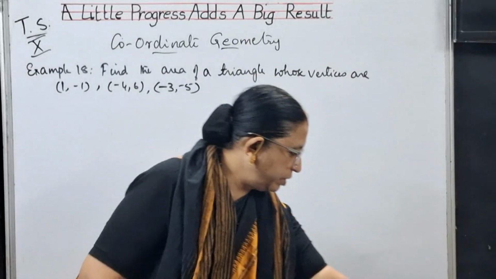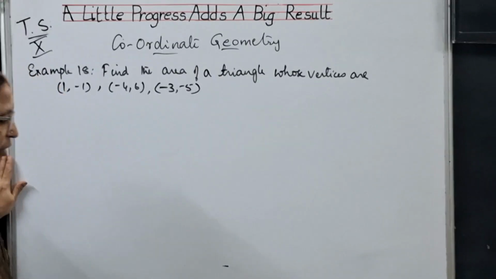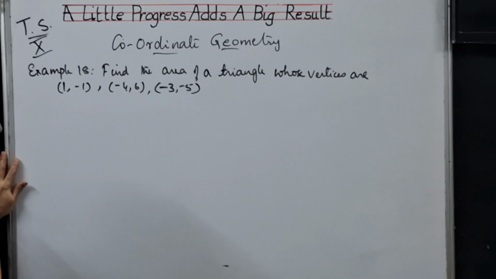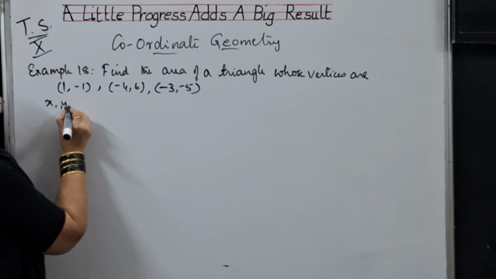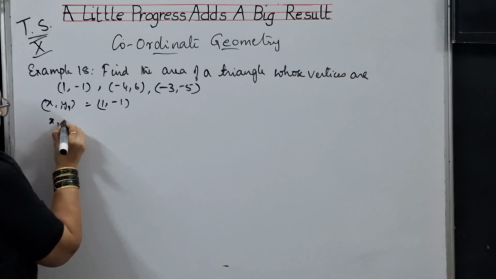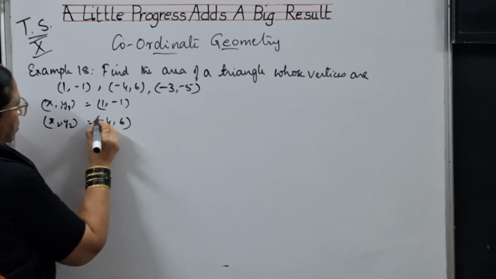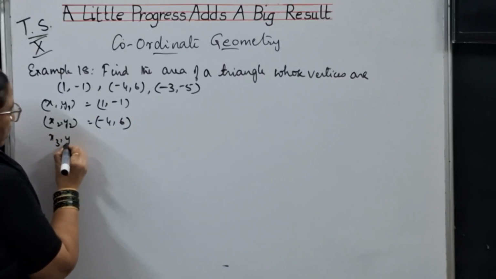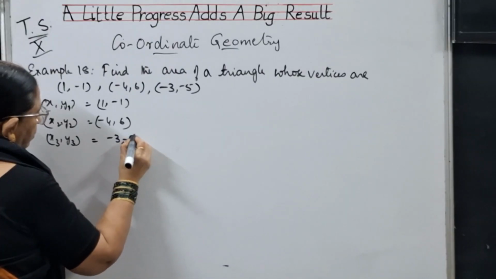Now this example, children, example 18: find the area of a triangle whose vertices are (1, minus 1), (minus 4, 6) and (minus 3, minus 5). These are the values given to us. So let us first write x1, y1 is equal to 1 comma minus 1, x2, y2 is equal to minus 4 comma 6, and x3, y3 is minus 3 comma minus 5.